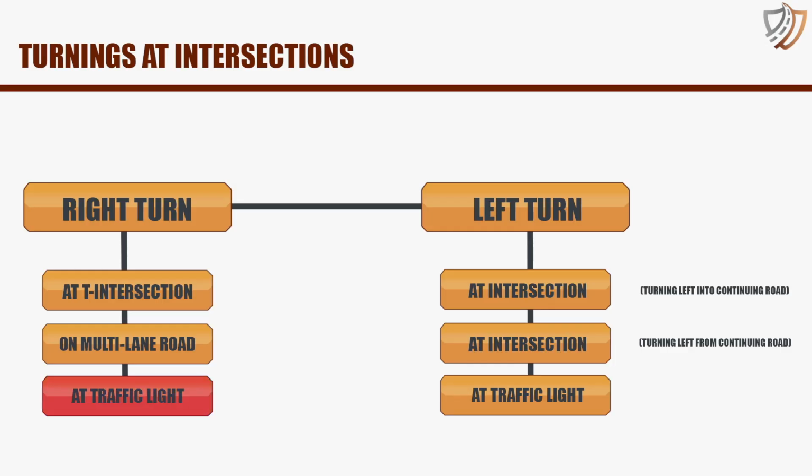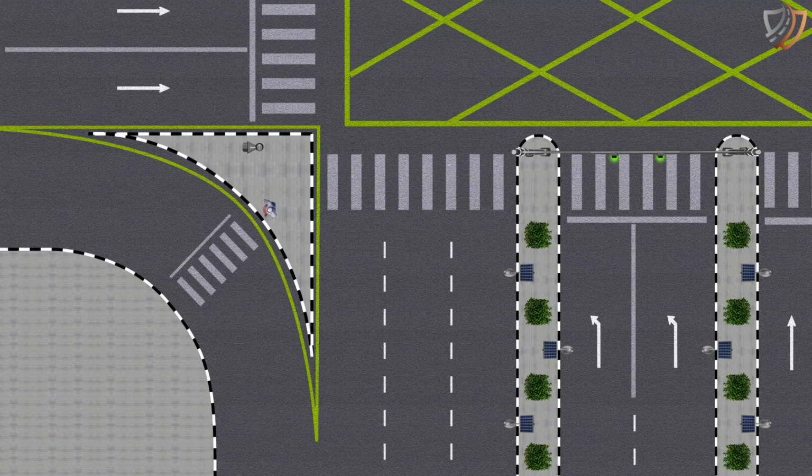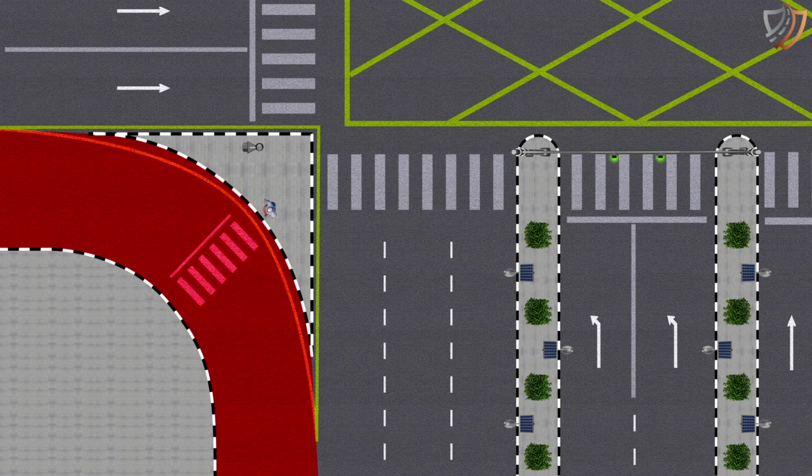Right turn at traffic lights. Mostly traffic light intersections have slip lanes that are used to turn right without actually entering the intersection. Therefore, to make a right turn from the traffic light, motorists must use the slip lane if available.